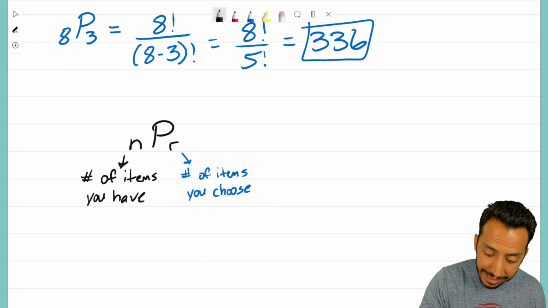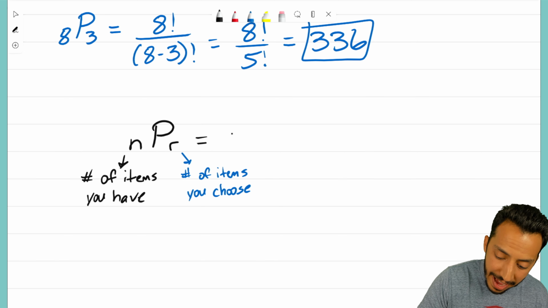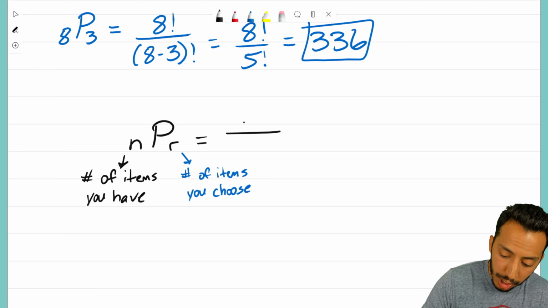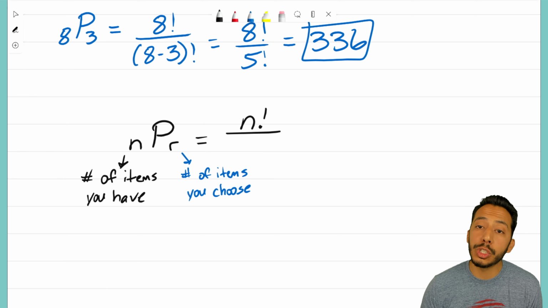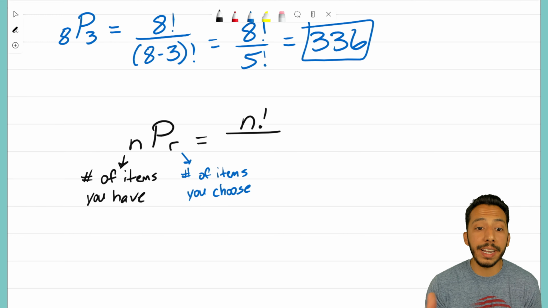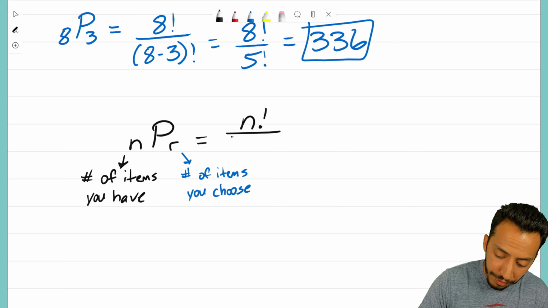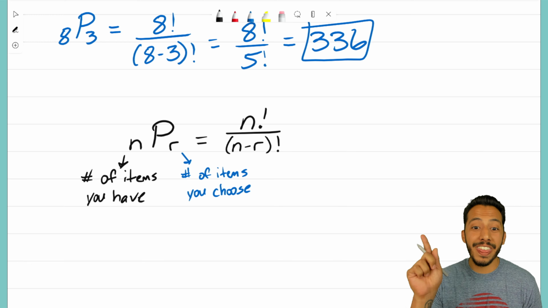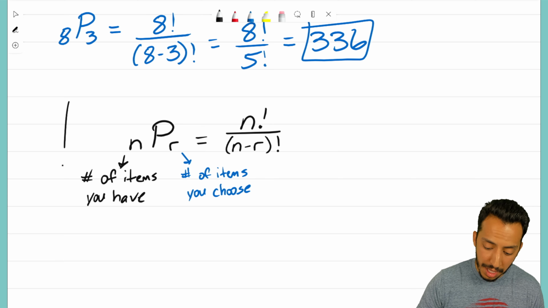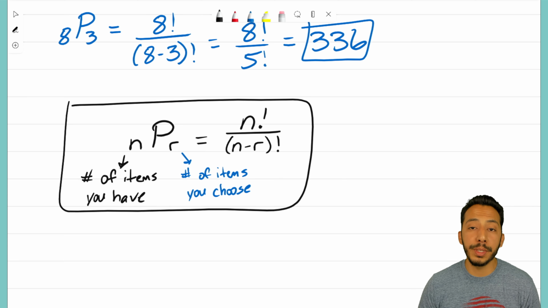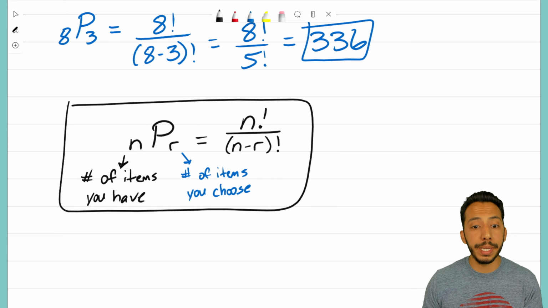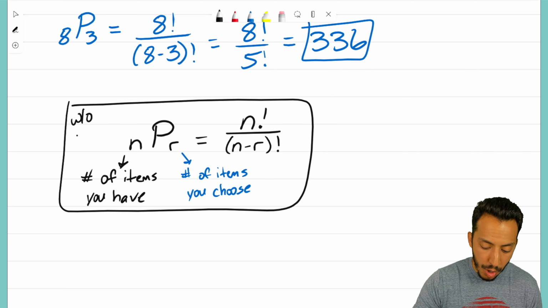Okay, and now we're understanding that this is really just a factorial fraction. What goes on top? Well, it's n factorial. Whatever n is, however many items you have, that's what goes on top. What goes on the bottom? Be careful. It's not r factorial, but (n minus r) factorial. That right there is the formula that we want to use when we're working out permutations where we're not repeating. This is our permutation formula without repetition.